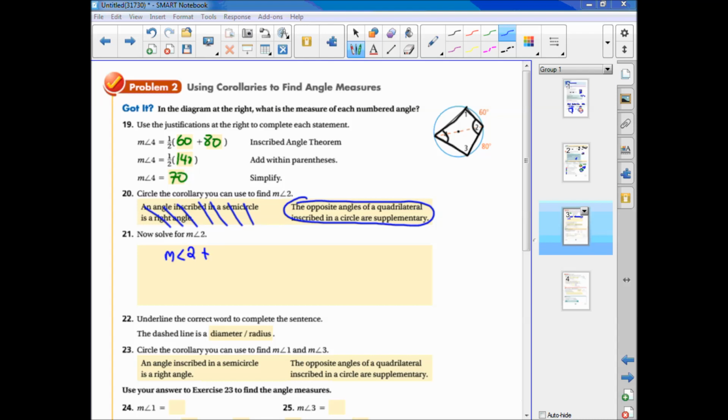So the measure of angle 2 plus the measure of angle 4 should be 180 because they're supplementary. And then we can put 70 in here for angle 2. I'm sorry, 70 in here for angle 4. And then solve for angle 2. And when we solve that, we're going to get 110.